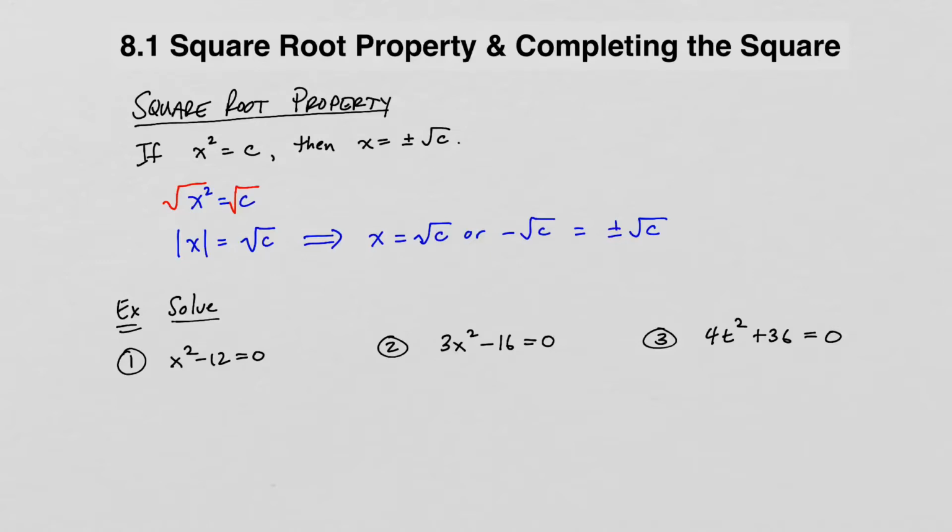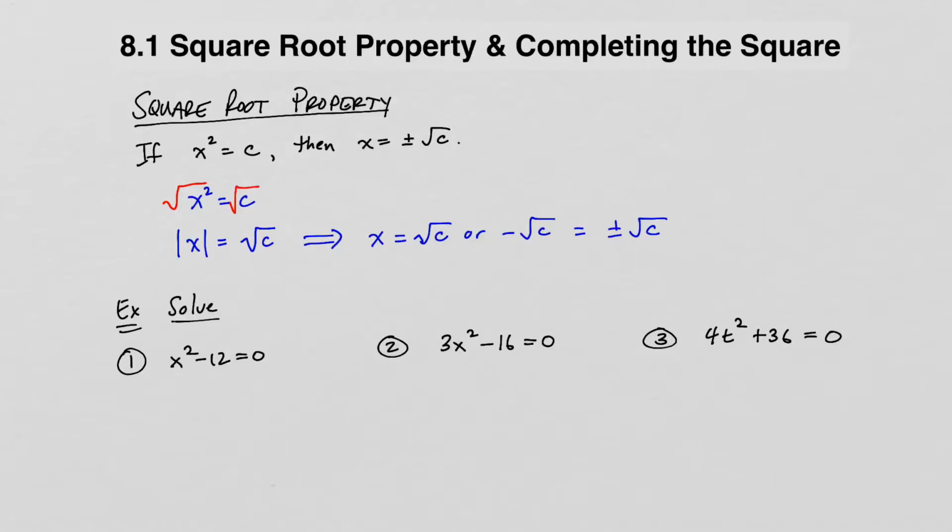So when solving equations like this one, x squared equals c, you can do it one of two ways. You can show the work like we've done here, or you can simply use the property. Okay, let's do a couple of examples.